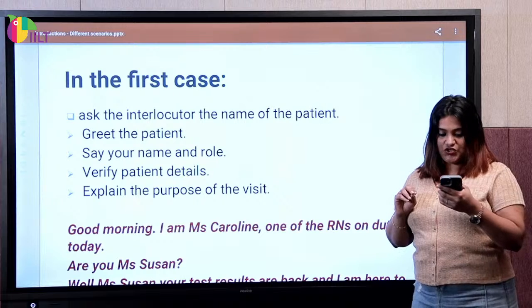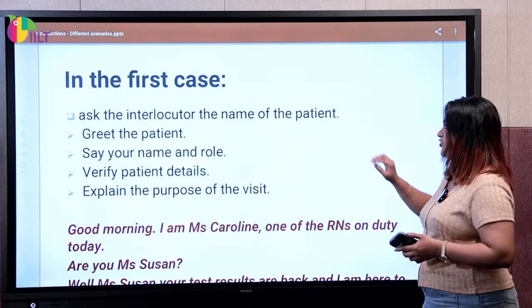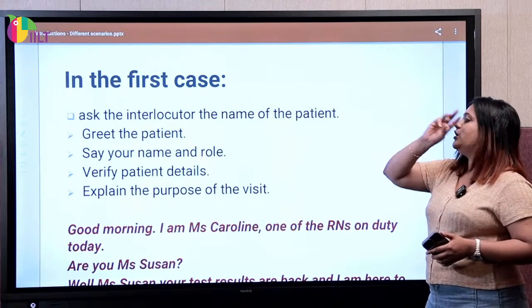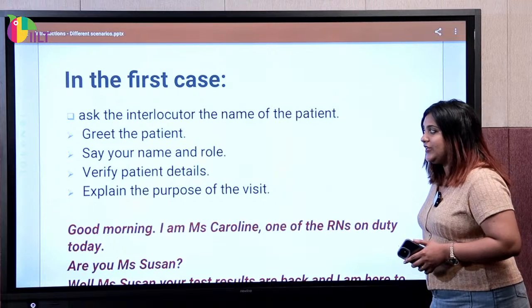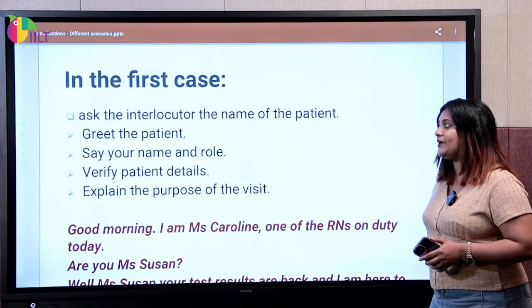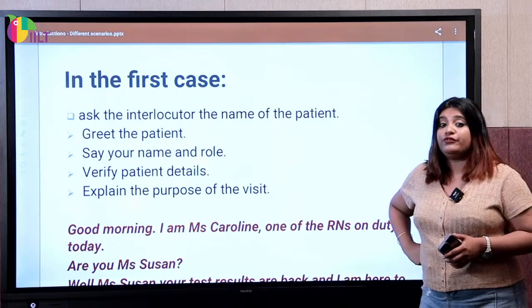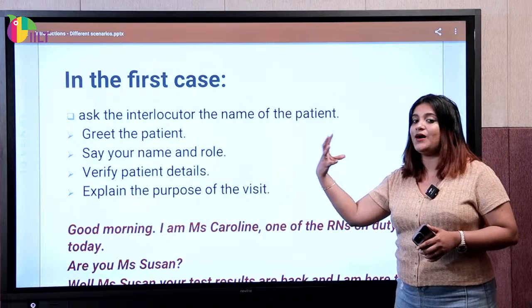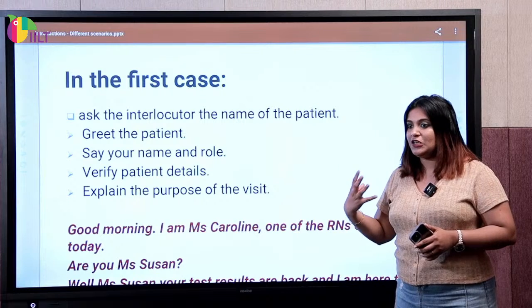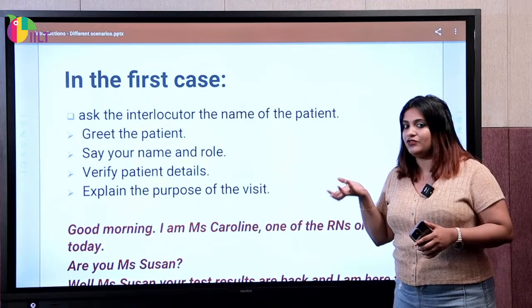So if you're dealing with such a situation, you need to know the name of the patient. So you have to ask the interlocutor during the 3 minutes preparation time, what is the name? Then you have to greet the patient, say your name and role. You have to verify patient details because you're going to give out a result. So you need to make sure that you're giving out the result of the right person.